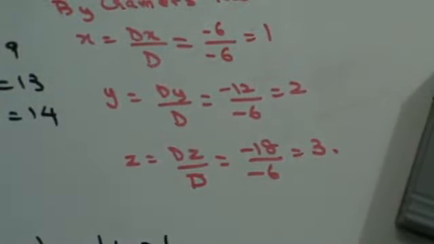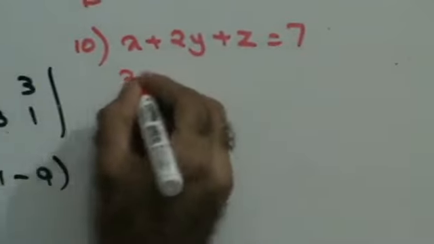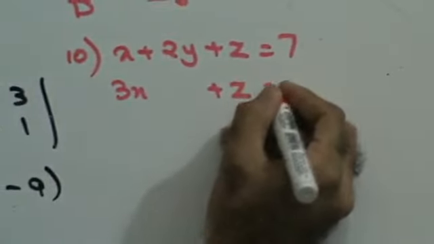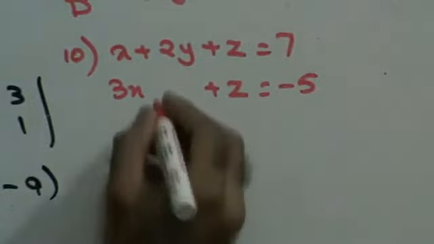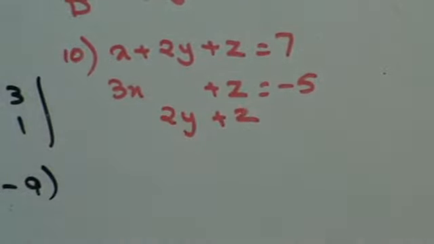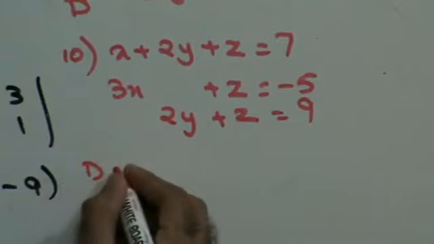Let's see another similar sum like this. What if a particular variable is missing? This was 9th. Let's see another sum. Suppose I have x plus 2y plus z is 7. 3x plus z is minus 5. 2y plus z is 9. Now in the second equation variable y is missing. In the third equation variable x is missing. How do I solve this?